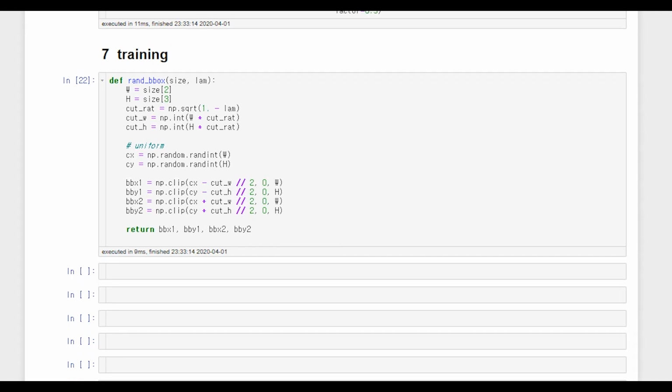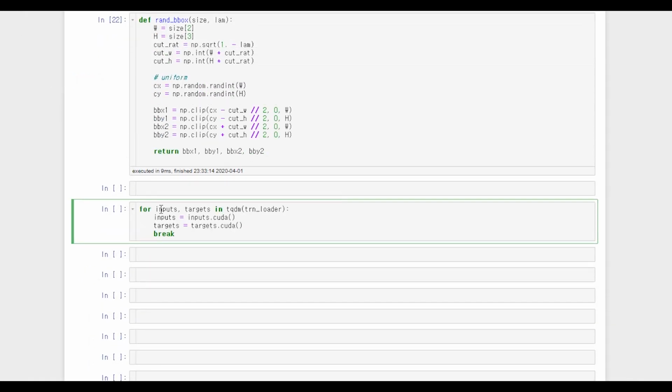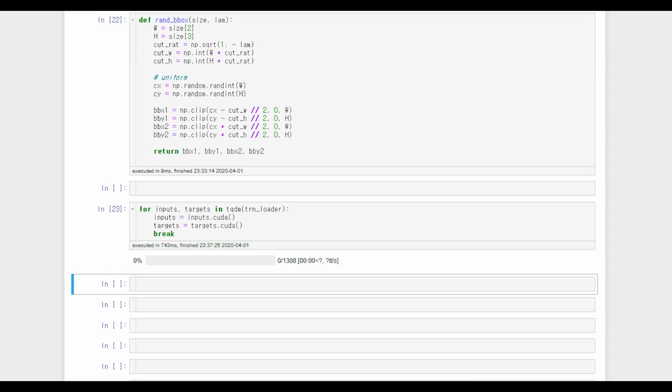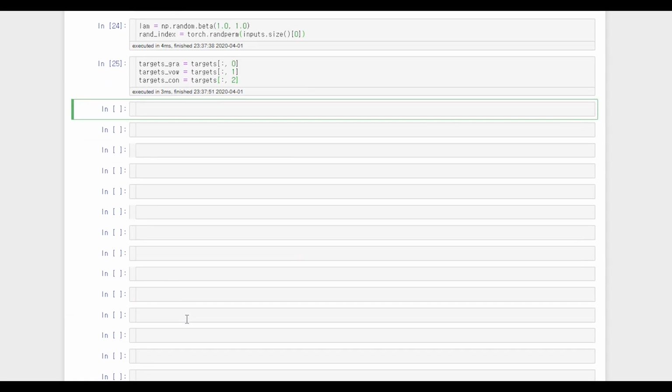Let's check it with an example batch. Let's use the train loader to get inputs and targets. And next, get a lambda and pick random indexes to mix the patches randomly in the batch. In the BengaliAI competition, there are 3 labels, so let's separate the target. And let's also make shuffled targets with the random indexes.